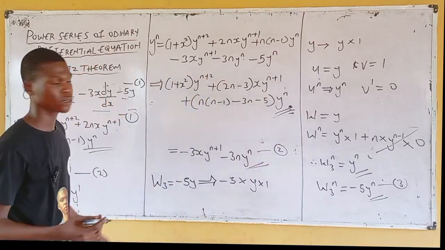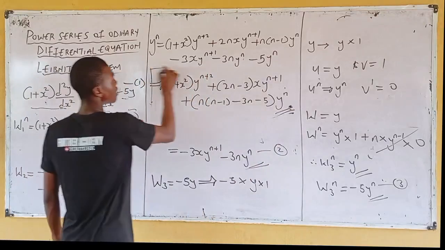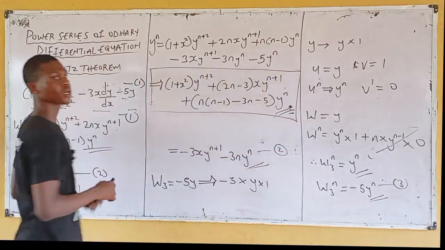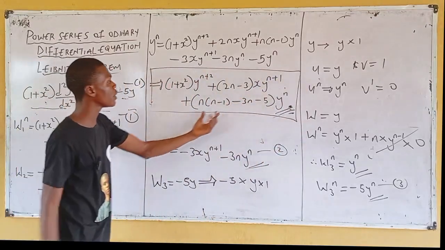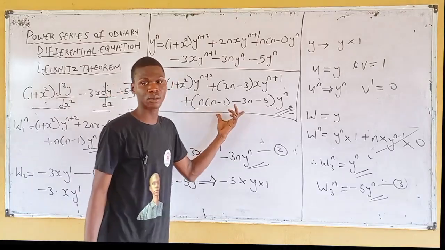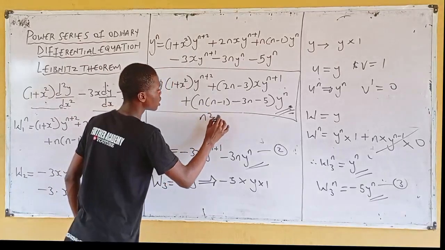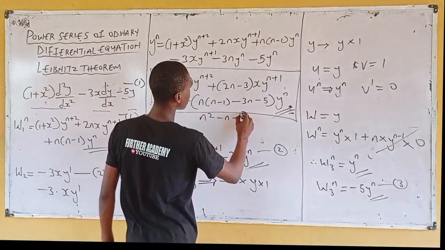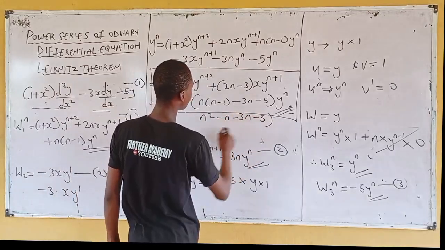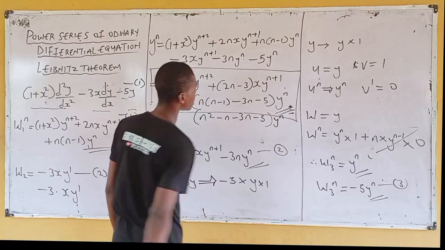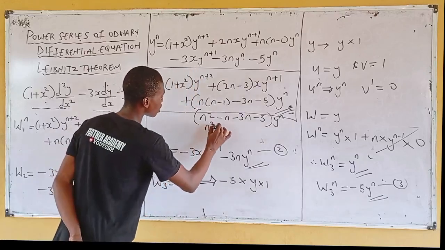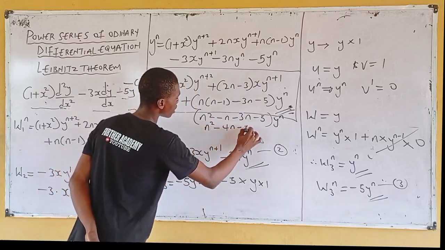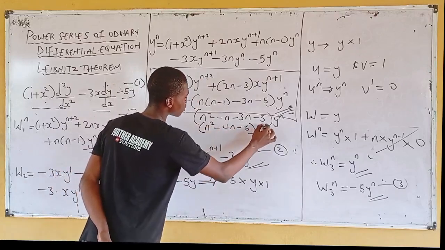Any question on this? So this is my nth derivative, and you can simplify this further by opening this bracket and collecting like terms. Let's do that. This becomes n squared minus n minus 3n minus 5, multiplying y raised to the power of n. Then this is n squared minus 4n minus 5, all multiplying y raised to the power of n.